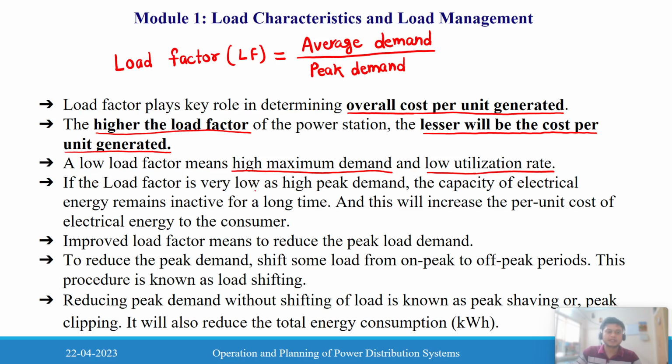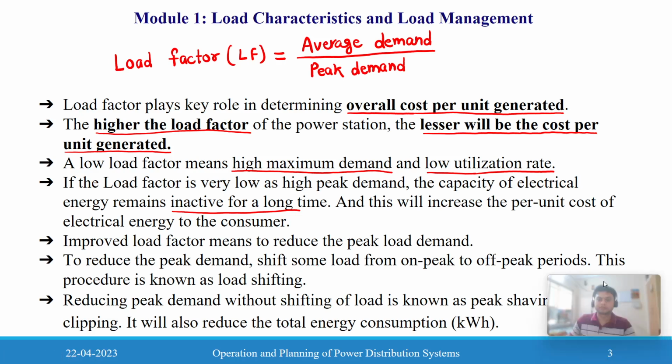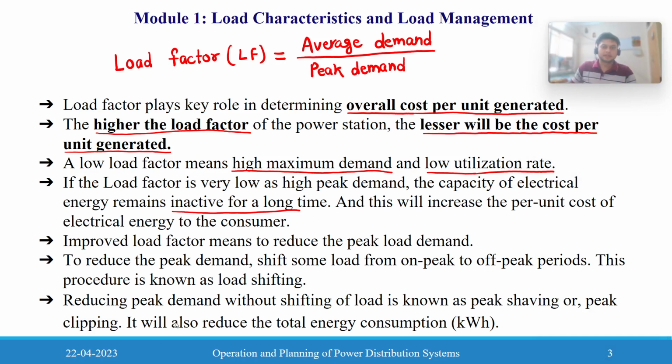If the load factor is very low with high peak demand, the capacity of electrical energy remains inactive for a long time, and this will increase the per unit cost of electrical energy to the customer. And improved load factor means reducing the peak load demand. To reduce this peak demand, what are the things we can do? Like we have seen, there are various means to reduce the peak demand. Shift some load from on peak to off peak periods.